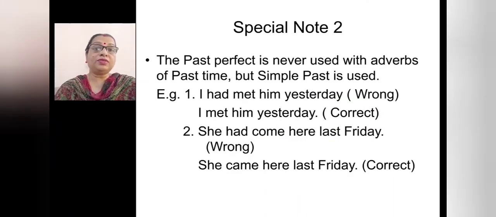Another important thing you have to remember while writing past perfect. The past perfect is never used with adverbs of past time, but simple past is used. See the example? Here, if you write, I had met him yesterday, is wrong. What should you write? I met him yesterday, because yesterday is talking about the adverbs of past time. It is telling when. So, when you have like this, you will write only past tense.